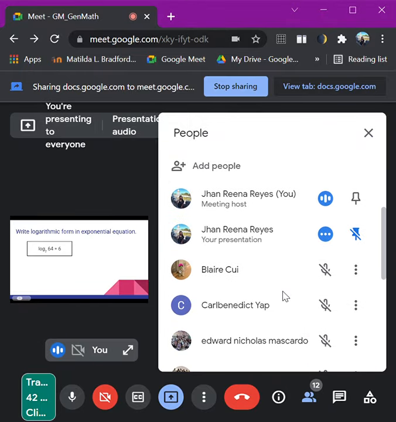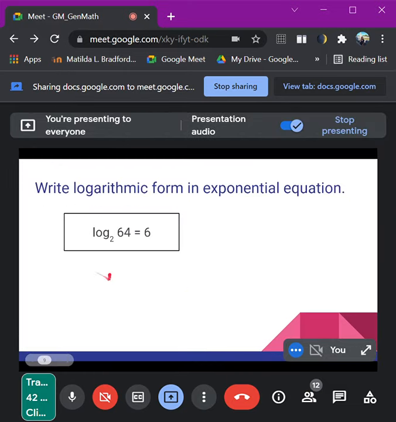Manawag ko sa katong wala pa, para napod sila points. How about Labiste? Sige, the logarithm of 64 with base 2 is equals to 6. How are we going to change this into exponential?